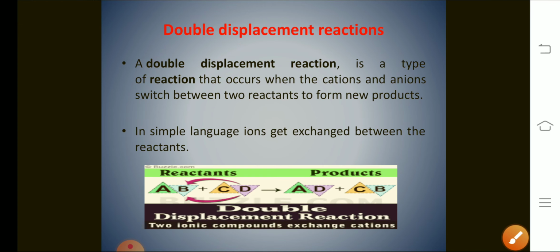Next, double displacement reaction. What is double displacement reaction? It's a type of reaction in which cations and anions switch their positions. Means in simple words, the ions will exchange their positions. Like AB plus CD gives AD plus CB. A and C have exchanged their places. So in this way, double displacement reaction takes place where the ions get exchanged.